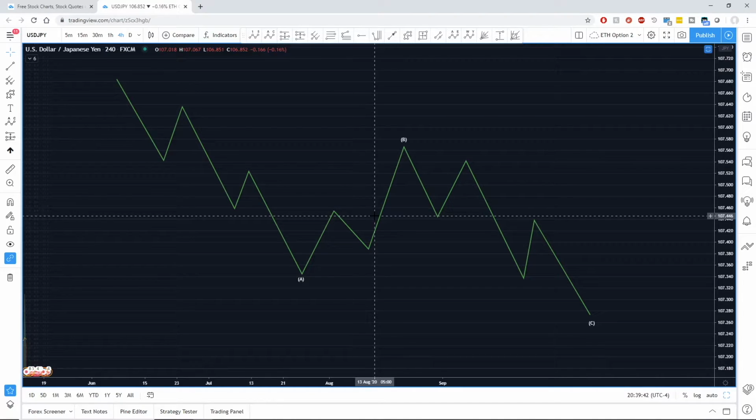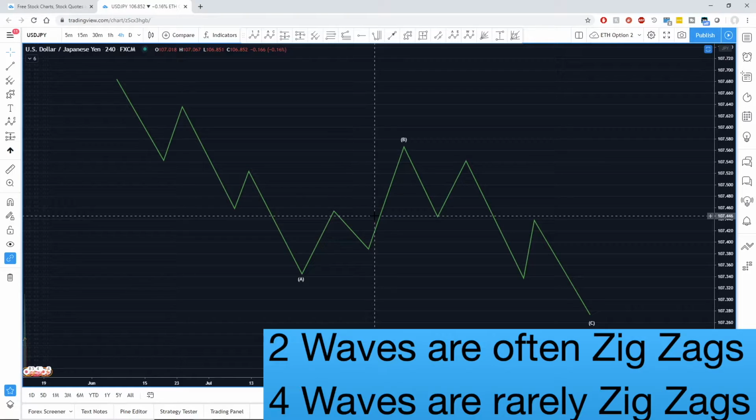In terms of where you might see one, if we think back about our impulse, our 5-wave structure that moves the market upwards, our 2 waves, which you can remember are labeled as ABCs, are typically zigzags. And on the other hand, our 4 waves, which are also ABCs, are rarely zigzags. So if you're labeling a 5-wave pattern and you come across a 2-wave that you think you can label as a zigzag, you're probably on the right track.